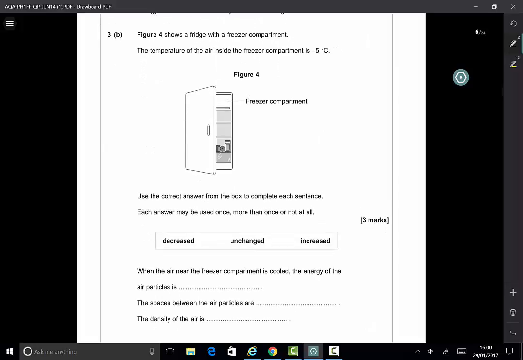Okay, figure 4 shows a fridge with a freezer compartment. The temperature of the air inside the freezer compartment is minus 5 degrees. Use the correct answer to complete each sentence. Each answer may be used once, more than once, or not at all.